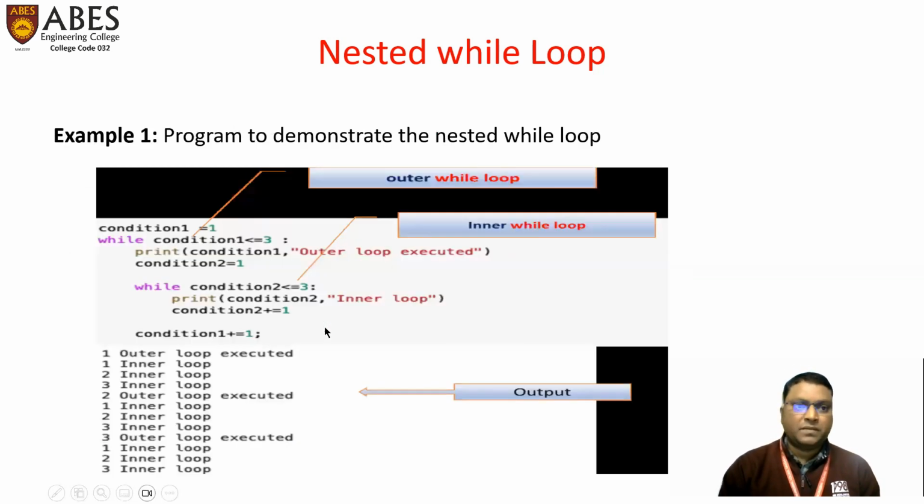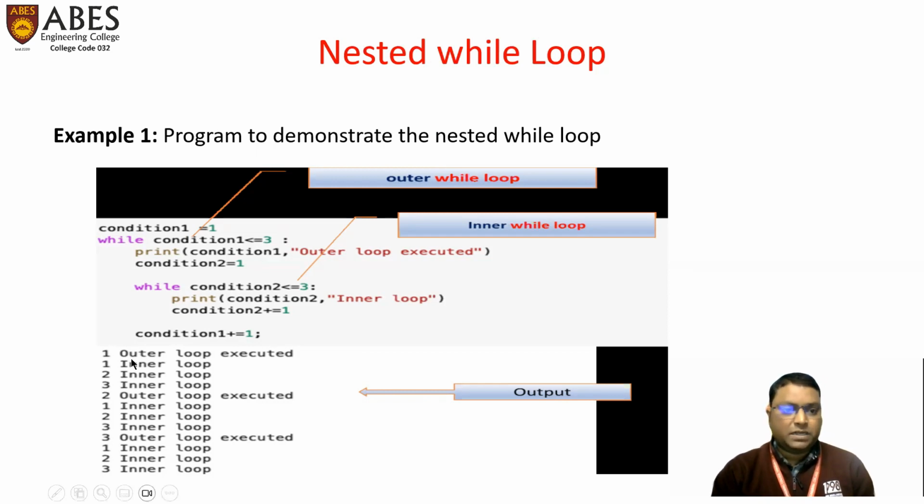That's it. This is a program to demonstrate the nested while loop. Here a variable is initialized as 1, and while this condition is less than or equal to 3, the outer loop is executed, and similarly in the given first while loop, we have another while loop which is called the inner while loop, and here we will also check the condition and the program will execute.